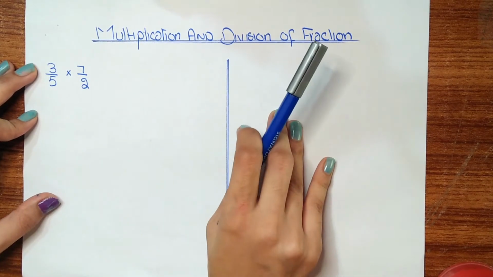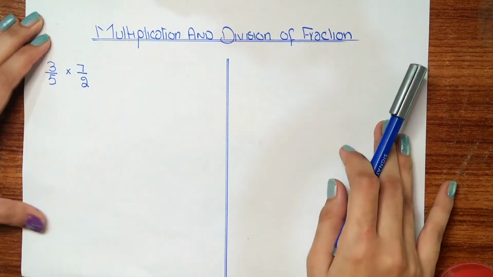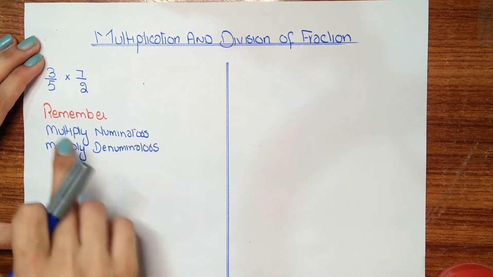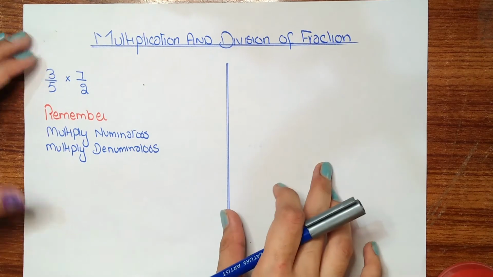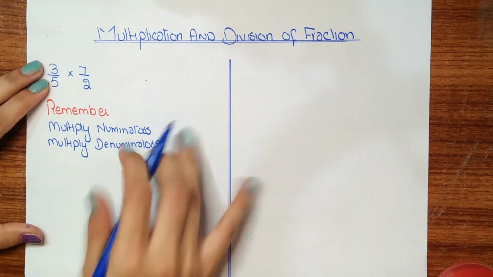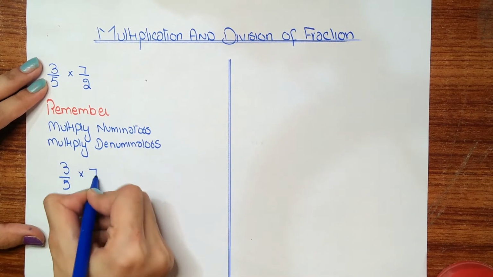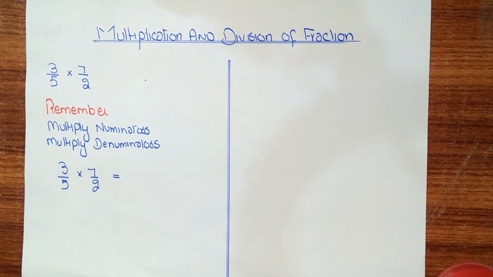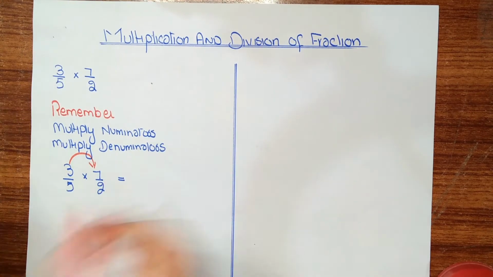In multiplication of fractions, we simply multiply the numerator with the numerator and the denominator with the denominator. So remember this: we have to multiply numerator with numerator and denominators with denominators. How? Let's see. So it's 3 over 5 into 7 over 2. I will simply multiply numerator with numerator, that is 3 into 7.